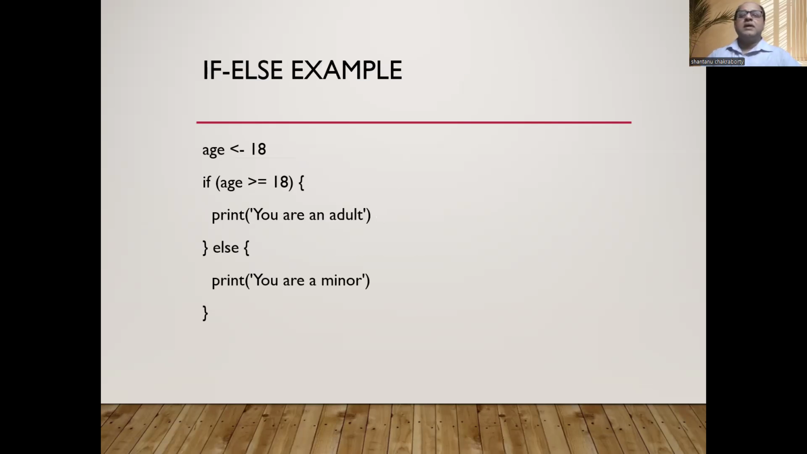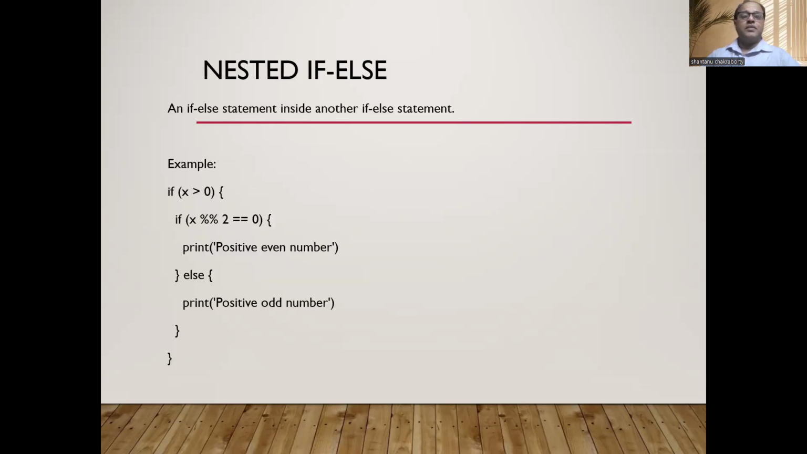This is another example of the if-else statement that we use in R programming. Here we take age as a variable and input the value of age from the user. If the age exceeds 18, then it prints that you are an adult, else it will print that you are a minor. We also use a nested if-else statement in R programming.